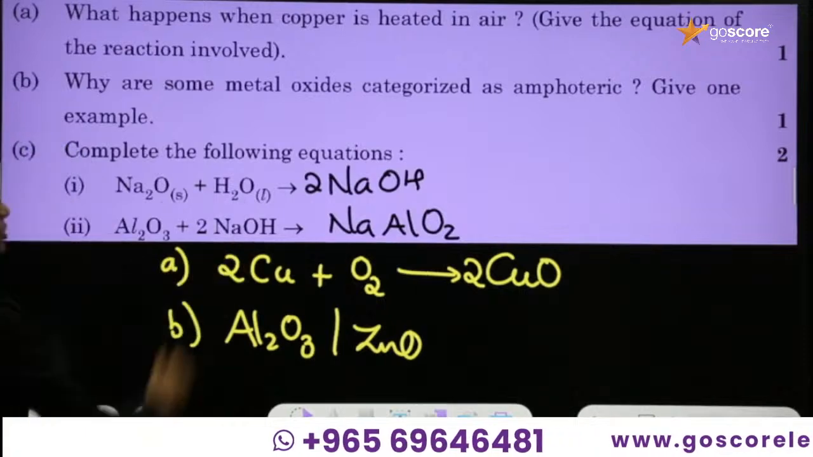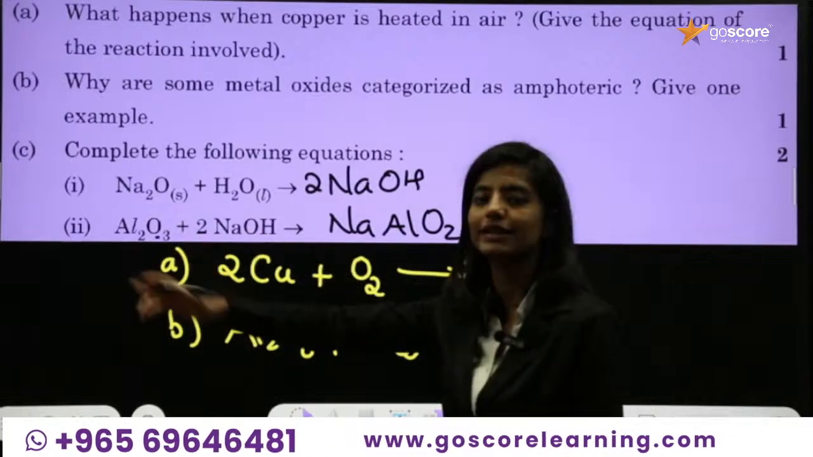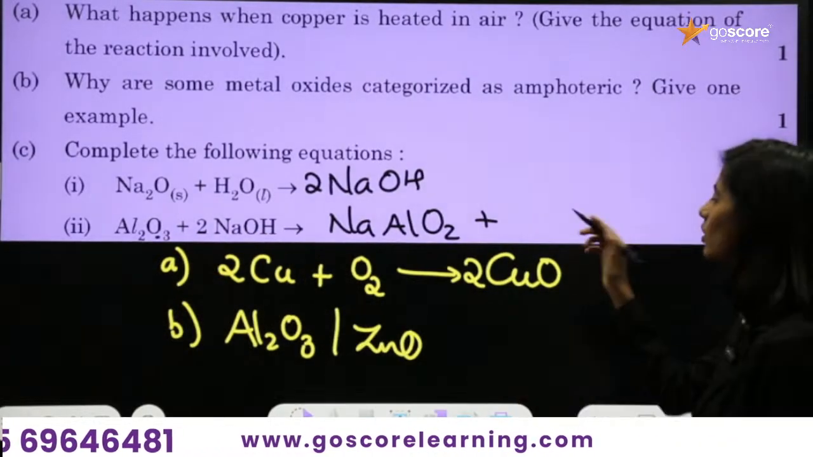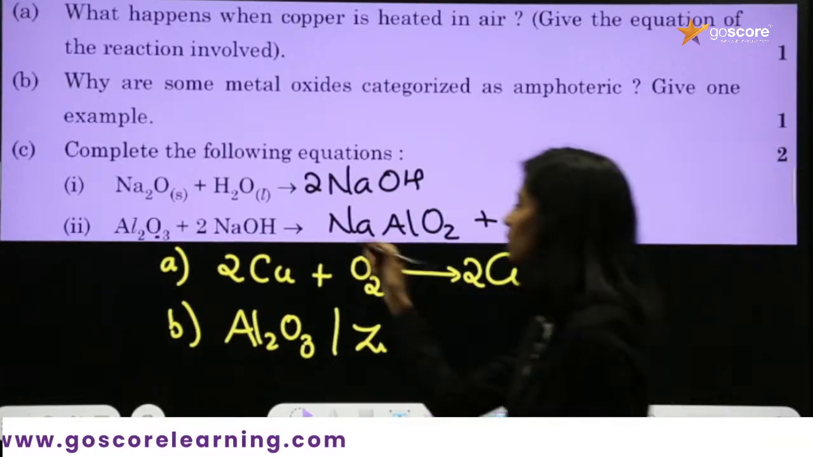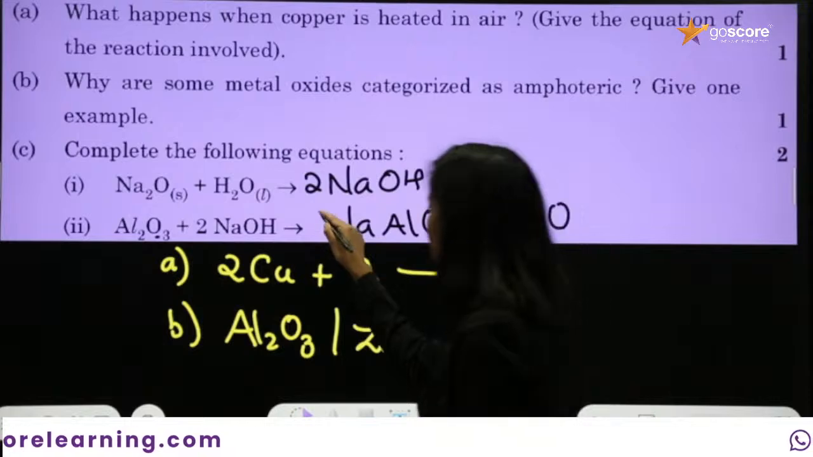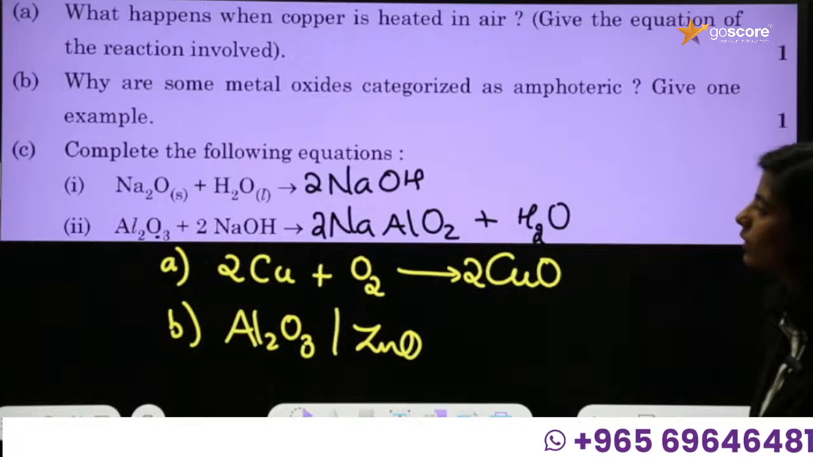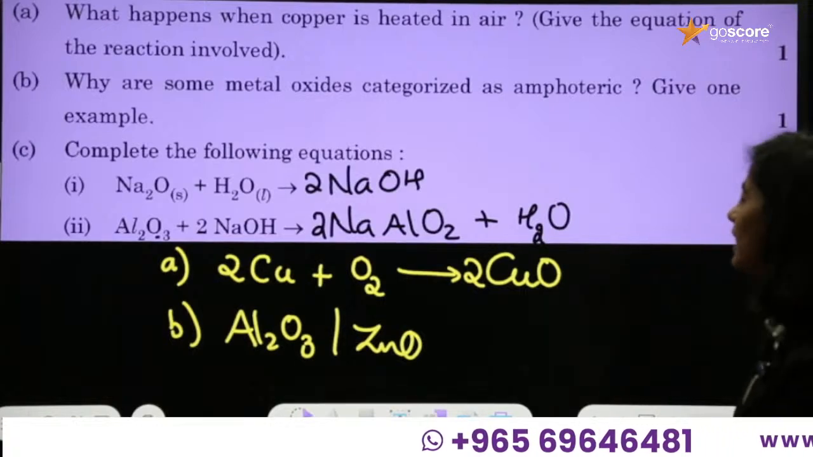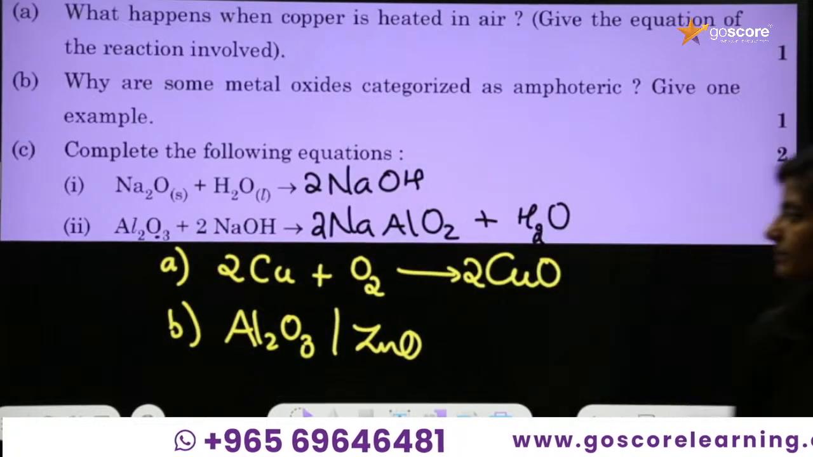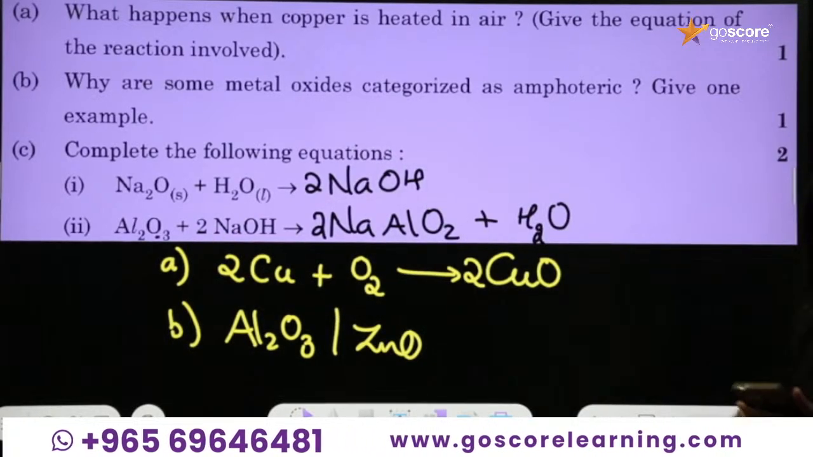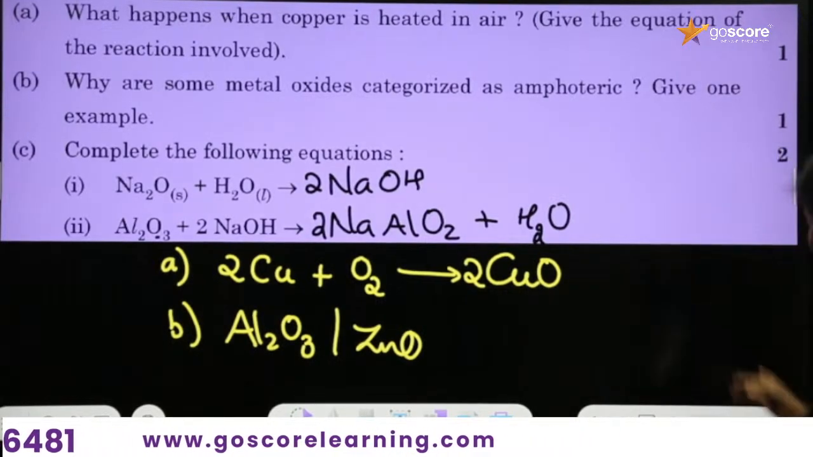Al2O3 along with what? Salt and water will be produced. Definitely NaOH is a base, and Al2O3 is acting as the acid. Salt and water, H2O, will be produced. Okay, is it balanced? No, you have to add a 2 over there. So 2 NaAlO2, and oxygen: 3 on the left, 3 on the right... balanced. Okay, balanced chemical equation. Any doubt in this? No? Alright, let's get into the next one.